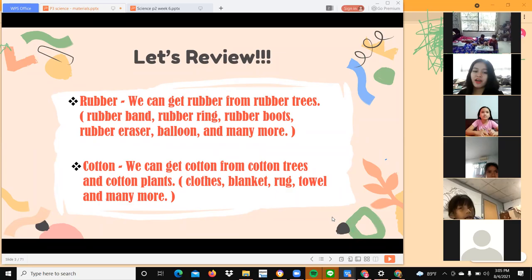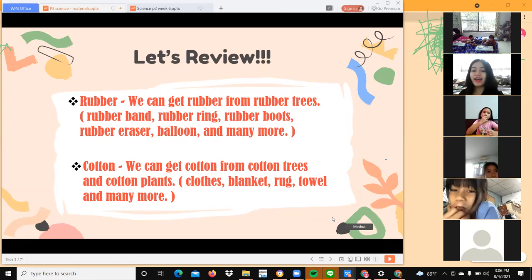Next one, we also talked about cotton. Can you say cotton? Cotton. Okay, where can we get cotton? We can get cotton from cotton trees and cotton plants. Some examples of the objects made out of cotton are clothes, blanket, rug, towels, and many more. Again, we can get cotton from cotton trees and cotton plants.